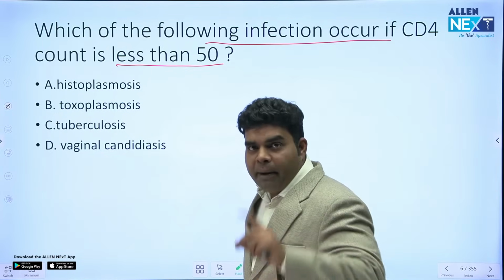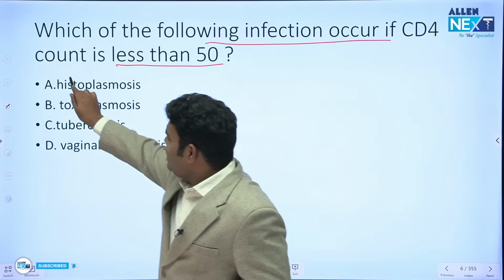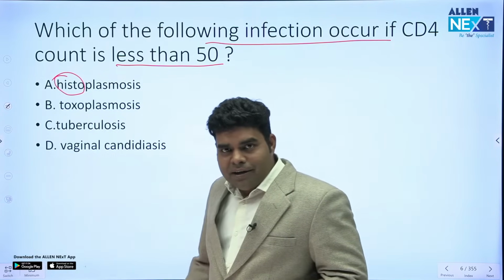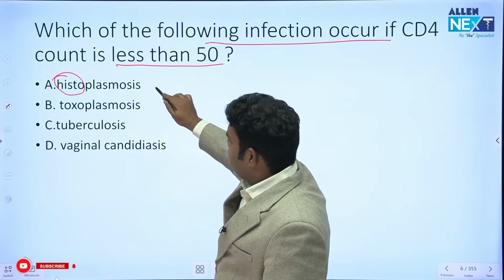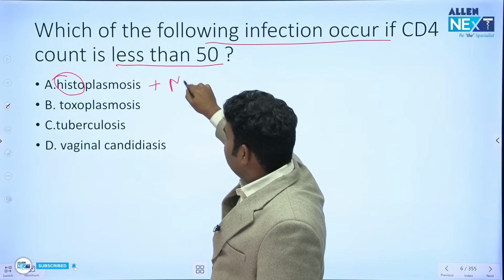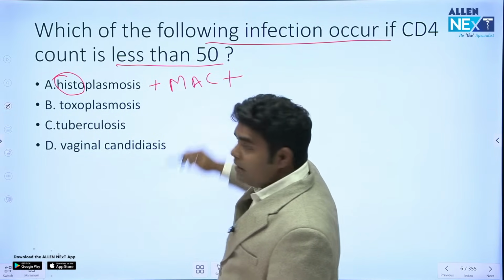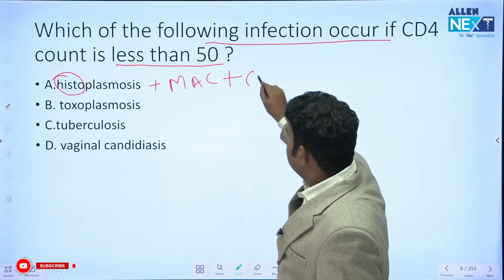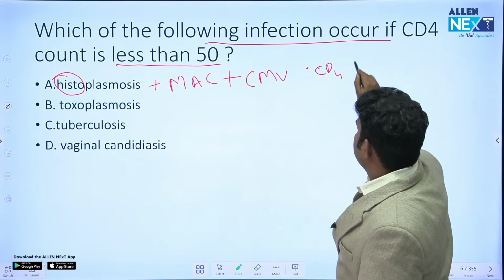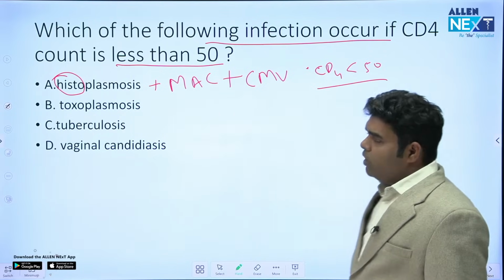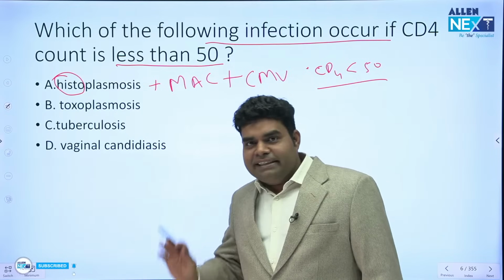Okay, now, my dear friends, there is a simple way to remember it. History is there. Histoplasmosis. History is very old. So history-associated thing, plus MAC, Mycobacterium avium complex, plus cytomegalovirus, CMV. These 3 things occur if CD4 count is less than 50. Can you remember these 3 words? History, MAC, and cytomegalovirus. These 3 are less than 50.